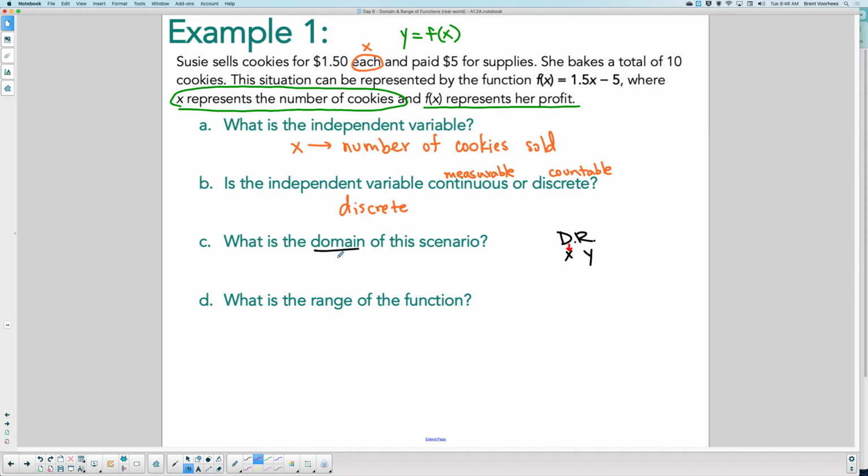Real world. You're right. It's a real world problem. We talked about this. You can't have negatives. In most real world problems, you cannot have negatives. Could you sell -5 cookies? No. So what are we going to say is the smallest number of cookies you could ever sell?